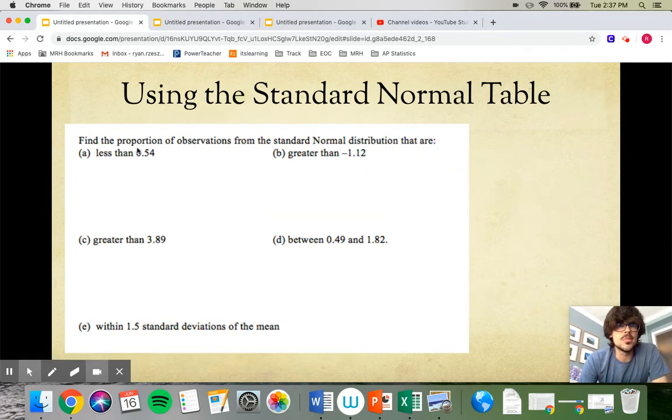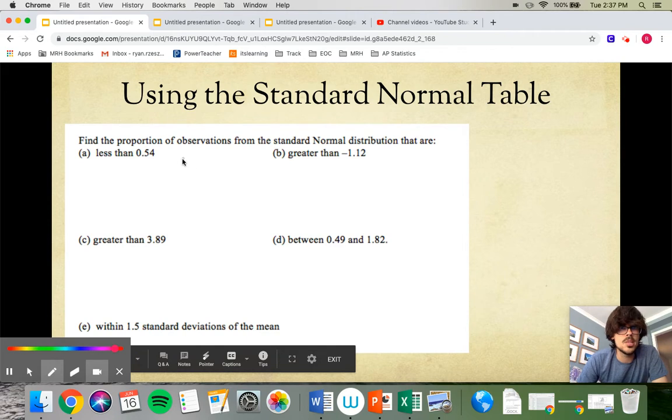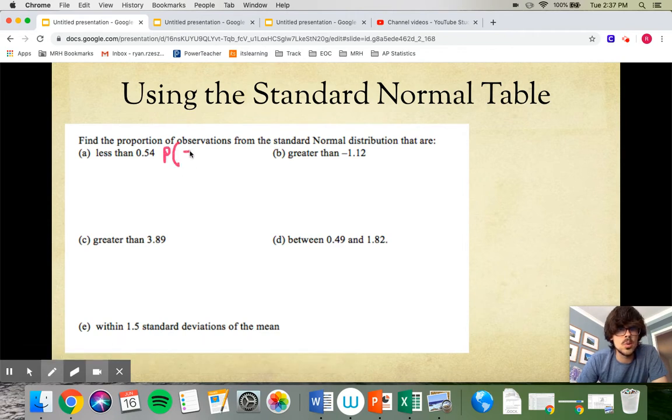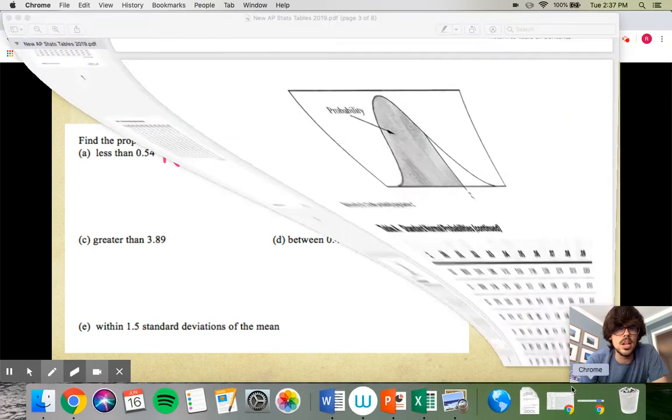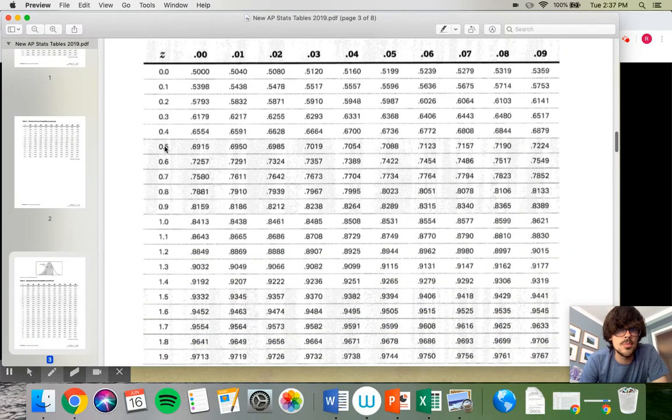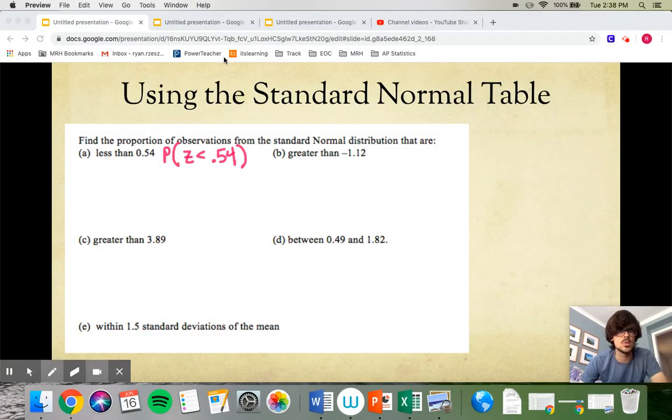So the first problem says find the proportion of observations from the standard normal distribution that are less than 0.54. So in other words, what they're asking us to do on this problem is find the probability that a z-score for a value is less than 0.54. So what I'm going to do is I'm going to use my table right here. I'm going to look it up, and I'm going to go to the positive part and find 0.5 and scroll over until the 4 that goes with it. That corresponds to this number right here, 0.7054. That's the area to the left of a 0.54 z-score, 0.7054. So I'm going to write that down, and I'm going to show you what that looks like via picture.